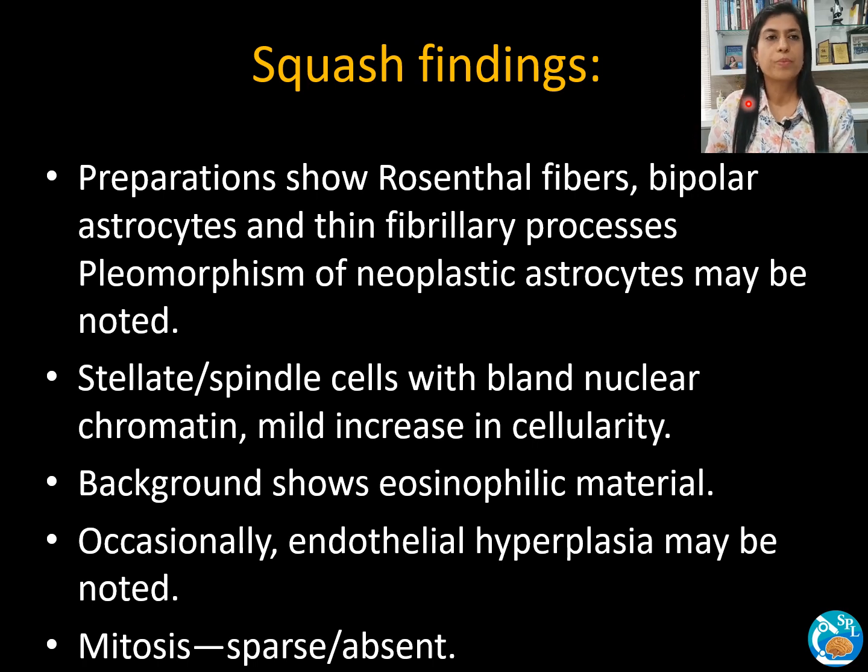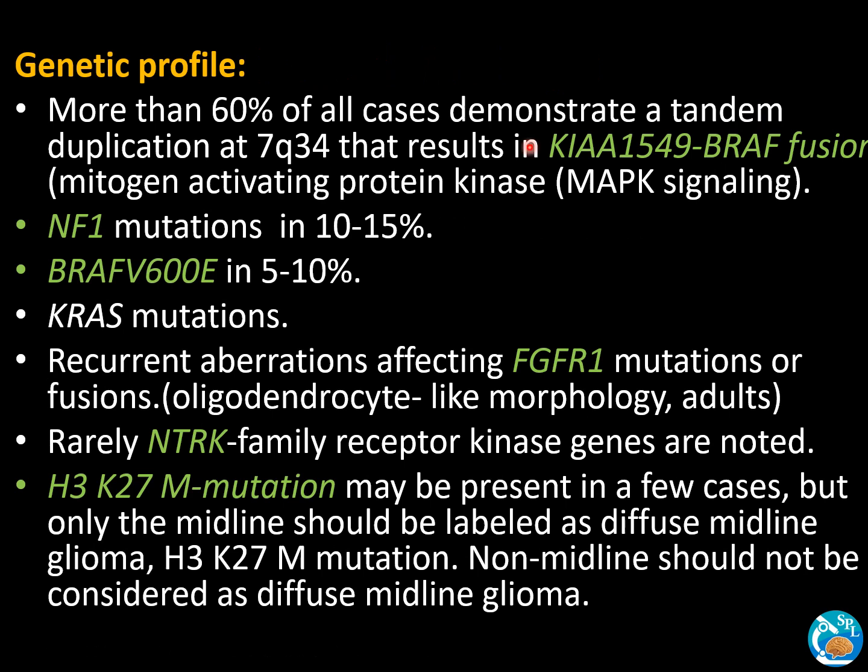Coming to intraoperative cytology, we do squash as well as frozen in our setup, Shanti Lab. The smears will be typically low to moderately cellular, showing Rosenthal fibers, bipolar astrocytes, and the background shows thin fibrillary processes. Occasional pleomorphism of the neoplastic astrocytes may be present, and occasional endothelial hyperplasia may also be present. However, mitosis is sparse or absent.